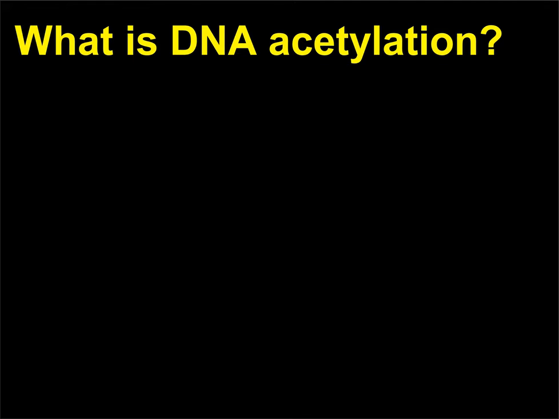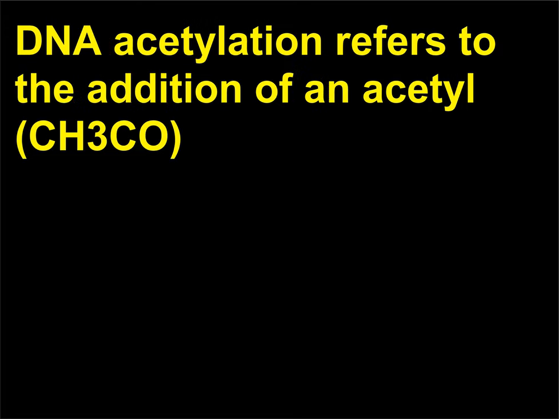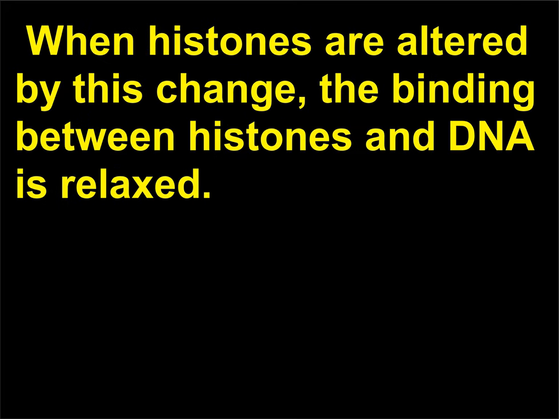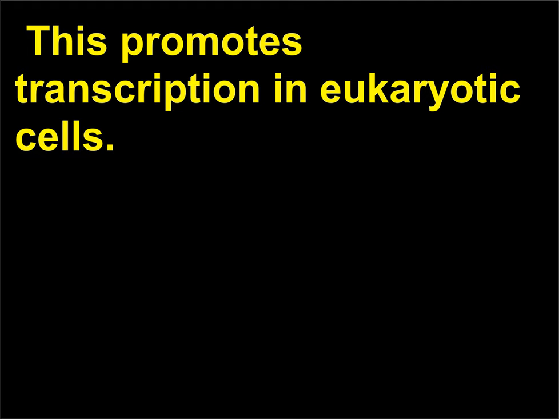What is DNA acetylation? DNA acetylation refers to the addition of an acetyl, CH3 CO, group to one of the histone proteins that help hold DNA in its tightly wound configuration. When histones are altered by this change, the binding between histones and DNA is relaxed. This promotes transcription in eukaryotic cells.